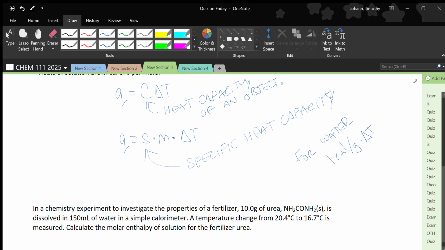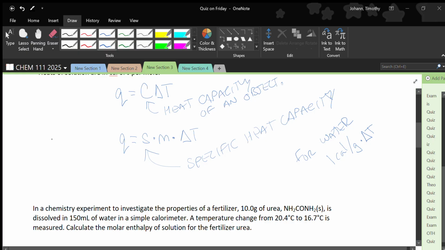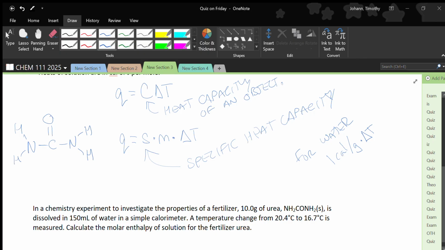So, in a chemistry experiment to investigate the properties of a fertilizer, urea. Okay, I'm going to subject you to some more fertilizer talk. That must have been why that happened. I had fertilizer on the brain after having looked at this problem. That is the chemical structure of urea. What makes this a good fertilizer? There's nitrogen in it. Yeah, that's great. Okay, so there's nitrogen in it.